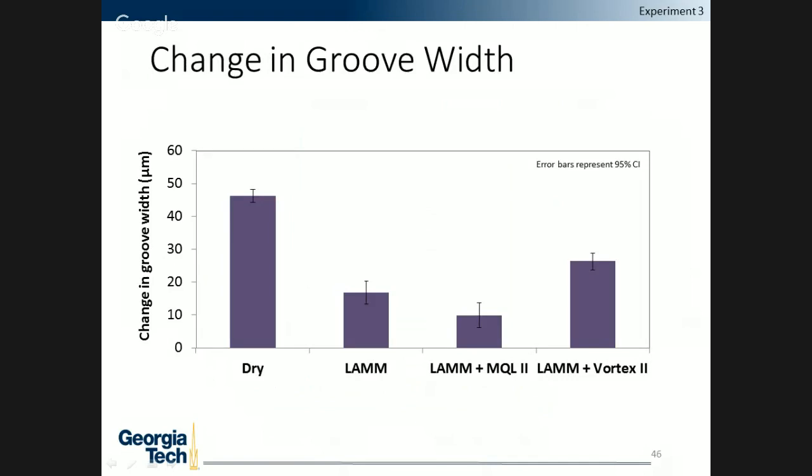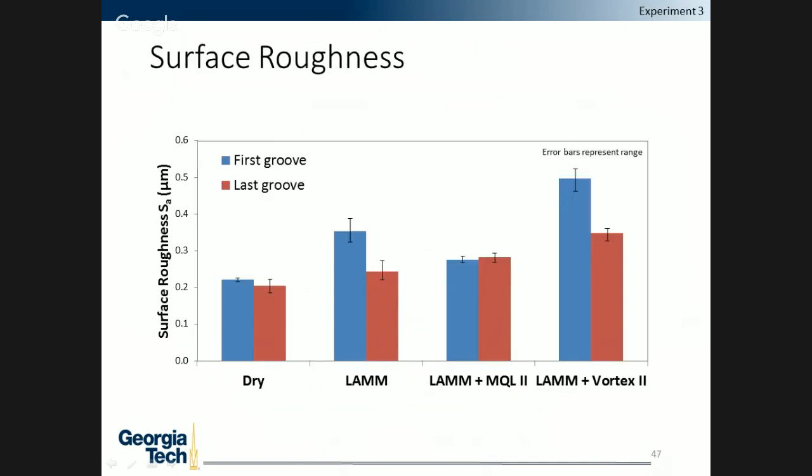And we also measured the groove width on the first groove and the last groove, and the difference of that is the change in the groove width that's shown here. And as expected, because the dry experiments had the most tool wear, it had the largest change in the groove width. And with inclusion of LAM, that greatly reduced the groove width change. And with inclusion of MQL 2, LAM also benefited groove dimensional accuracy. As can be seen, there's less of a change in the groove dimensions. LAM plus Vortex led to actually a larger change in groove width. Along with groove dimensions, we also did measure surface roughness.